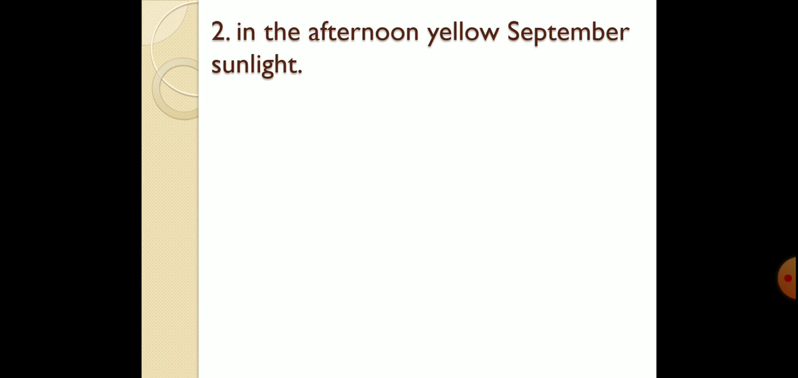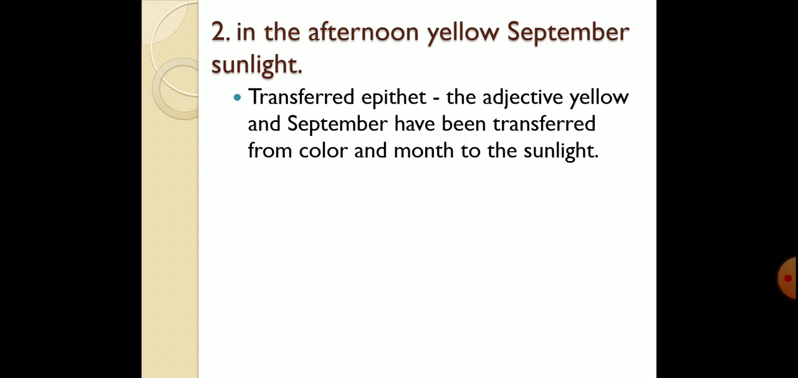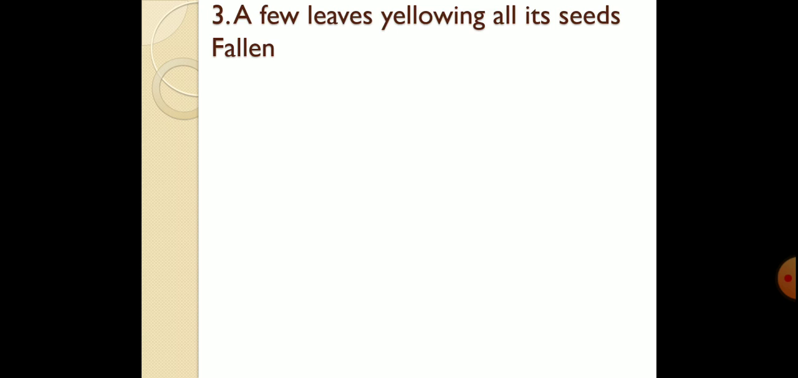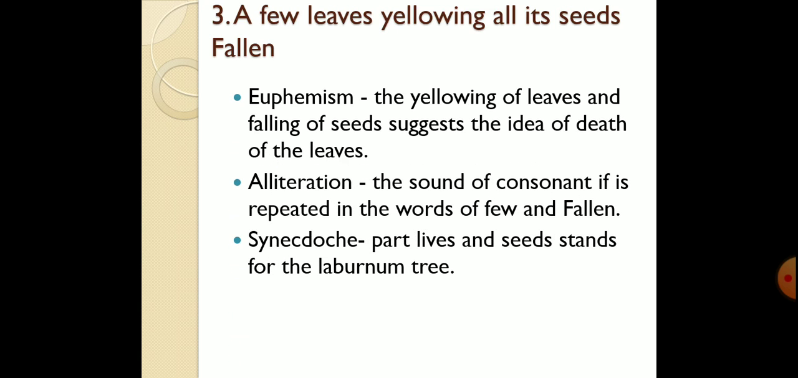In the afternoon yellow September sunlight. So over here the figure of speech is transferred epithet, that is the adjectives yellow and September have been transferred from color and month to the sunlight. A few leaves yellowing, all its seeds fallen. So over here we have euphemism, that is the yellowing of leaves and falling of seeds suggests the idea of death of the leaves. The next one is alliteration, that is the consonant sound F is being repeated in the words like few and fallen. The next one is synecdoche, that is the part leaves and seeds stands for the laburnum tree.